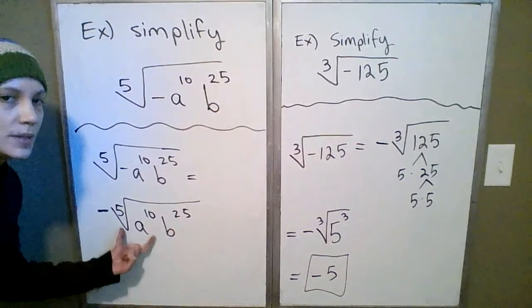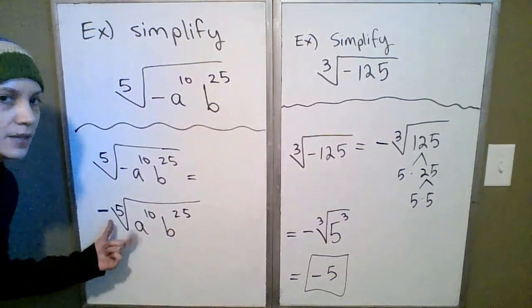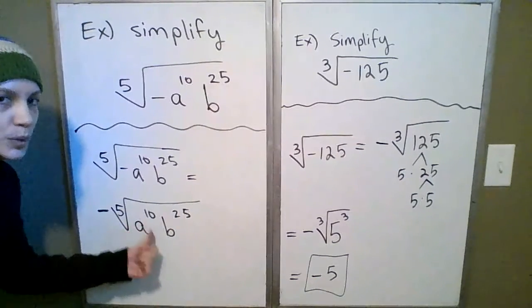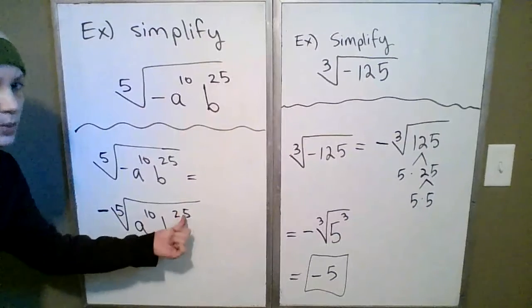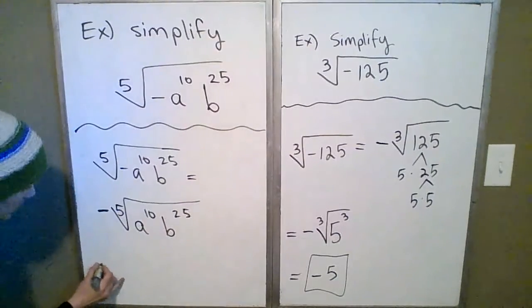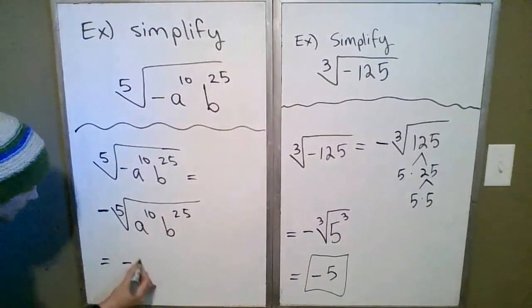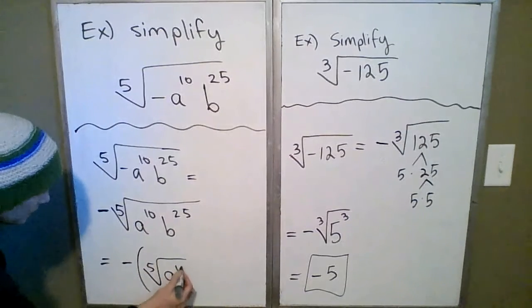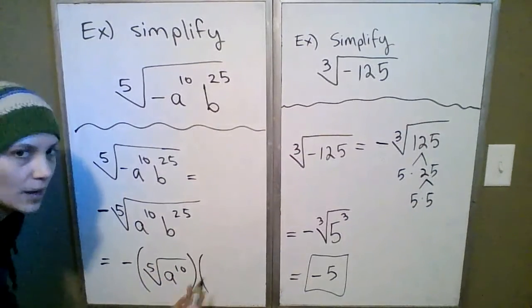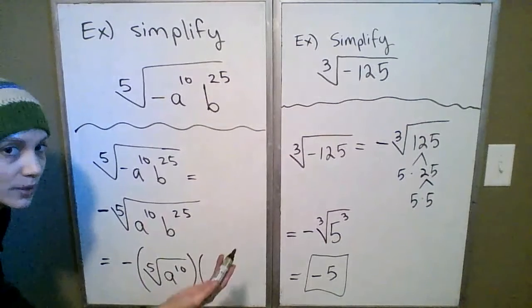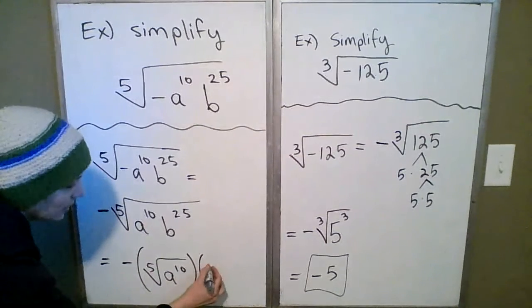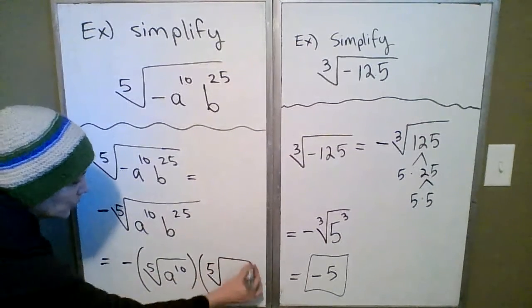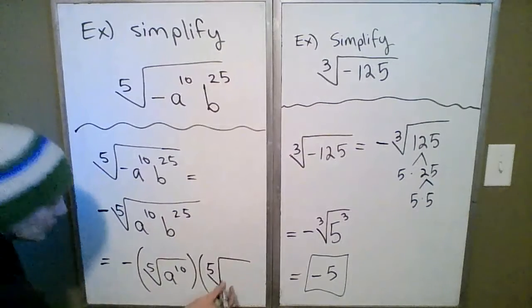I'm going to break this up into pieces. I'm going to have a negative 5th root of a to the 10th multiplied with the 5th root of b to the 25th. This is just how I feel comfortable solving the problem. If you want to do it in a different way, that's fine, as long as you follow all of the correct rules for exponents.